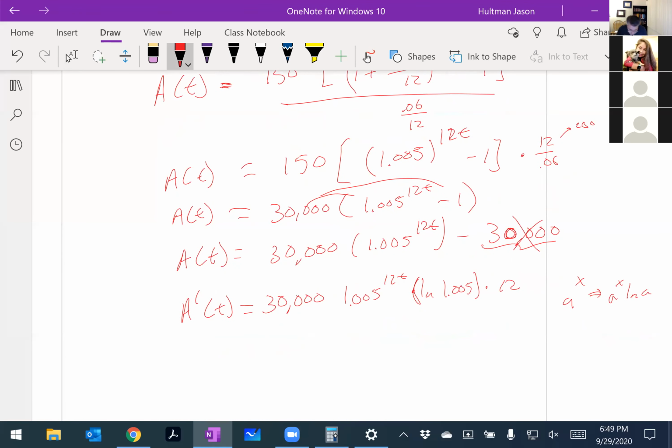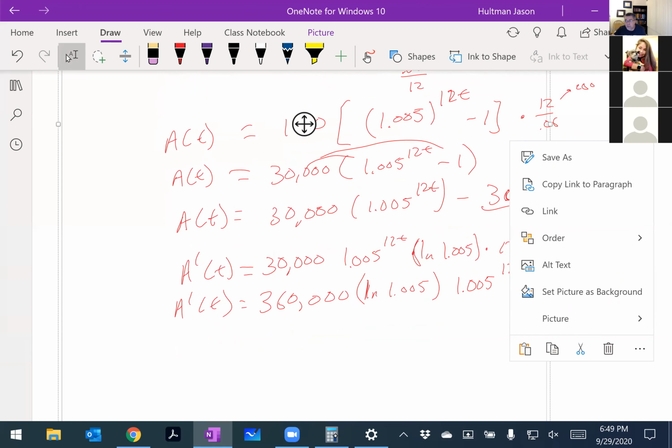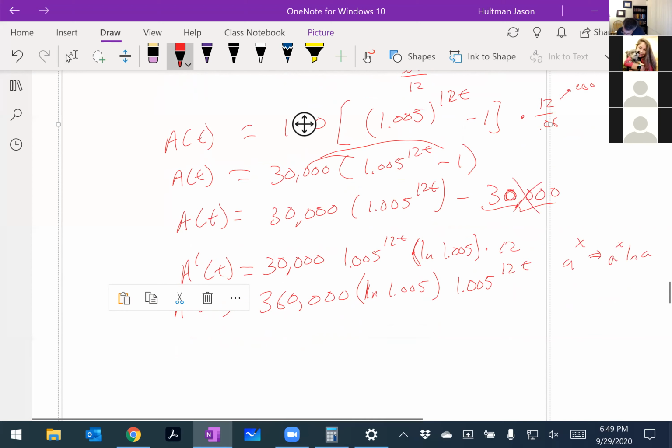So now let's clean this up a little. What's 12 times 30,000? That's 360,000, right? 360,000 times the natural log of 1.005, times 1.005 to the 12t. Now I have A prime of t. Once I have the derivative, now I can plug in 5 to get the rate of change at the 5-year mark.